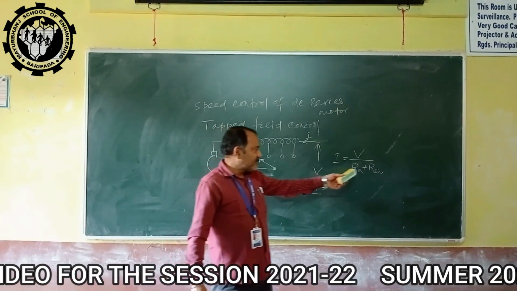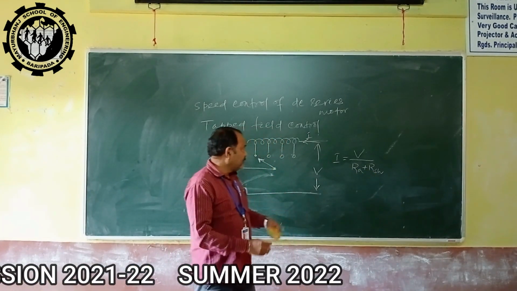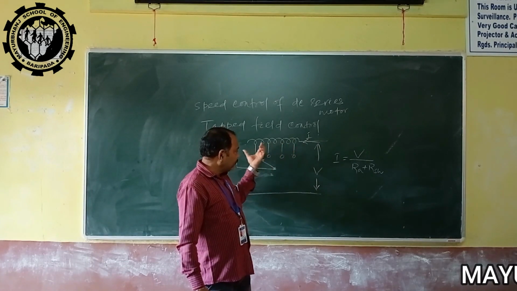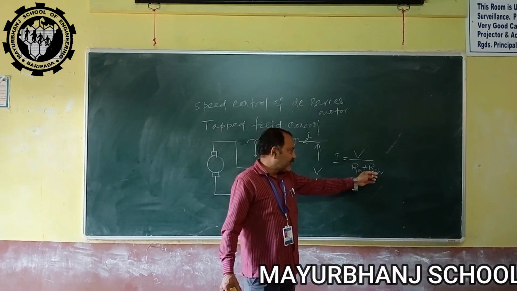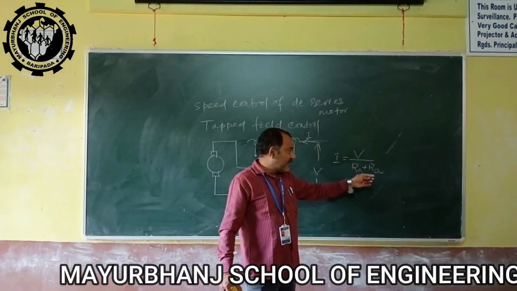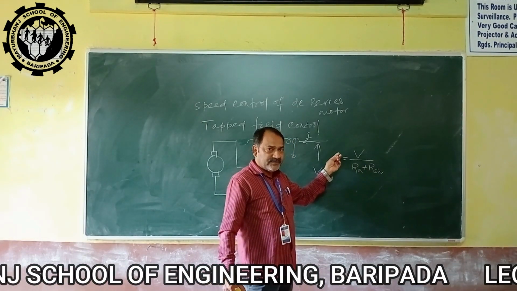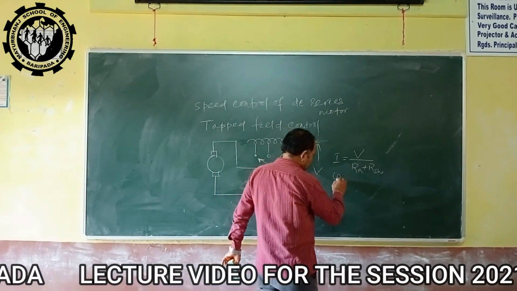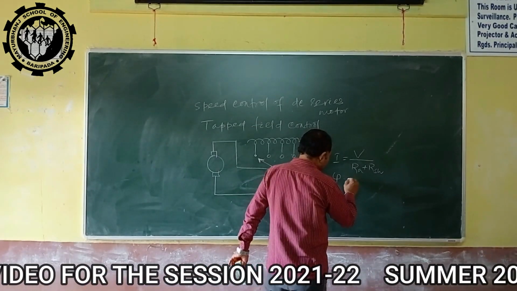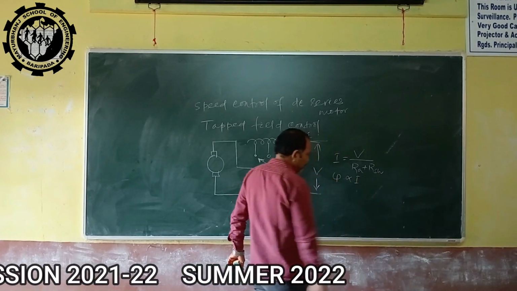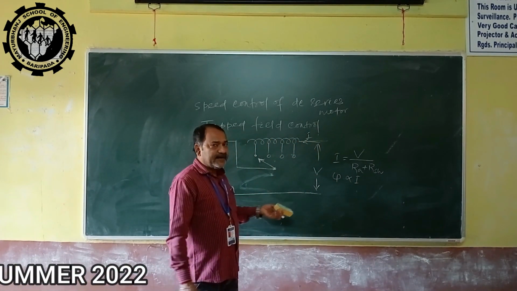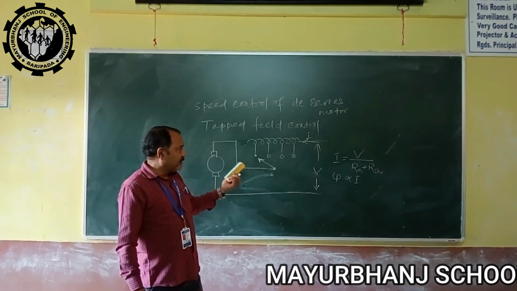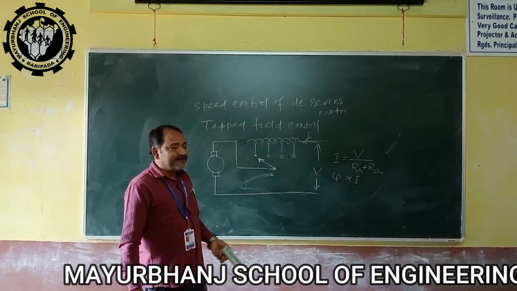So in this method we are varying the RSH by varying the length of the field coils. So when the length of the field coils will get varied, means will get decreased, RSH will get decreased. So if the RSH will get decreased, automatically the current will increase. So if the current will increase, then automatically the flux will increase. So if the flux will increase, then speed will also get reduced. So in this method also, the speed can be reduced by using the tapped field control.